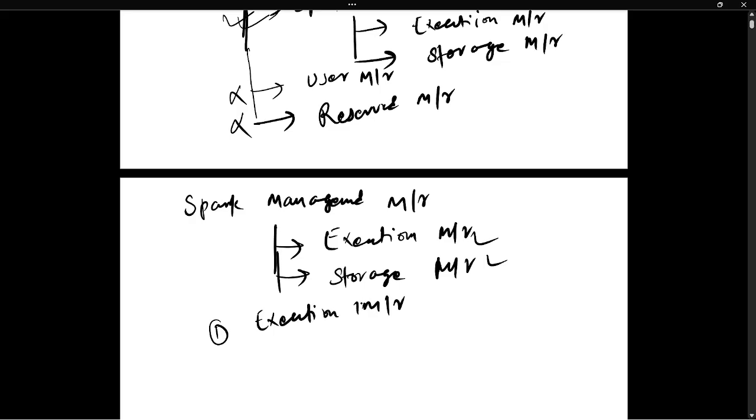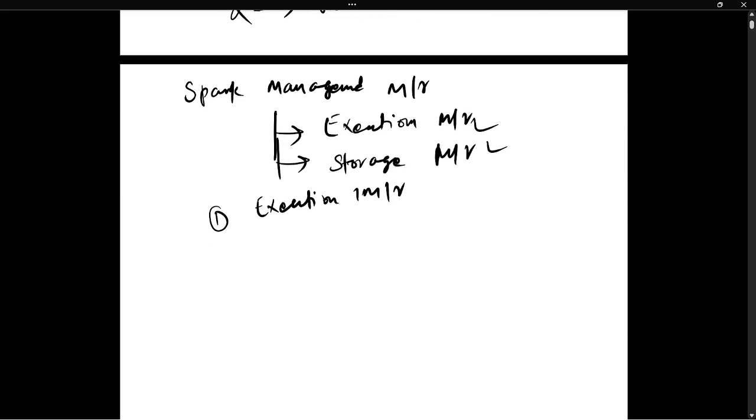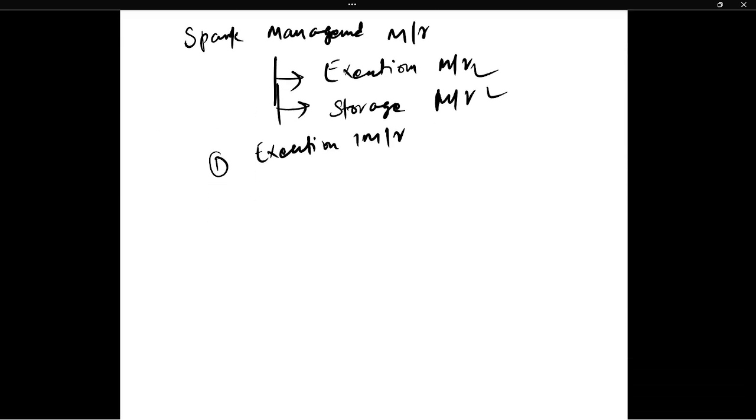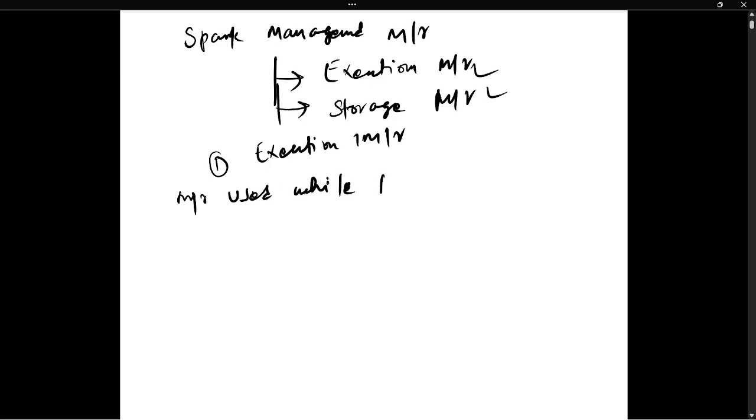Okay, so memory used while doing calculation. So execution memory is the memory used while doing calculation. Whatever the calculation in your job, if it is using memory, that is called execution memory.